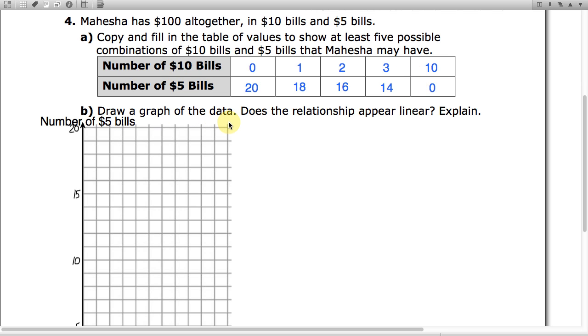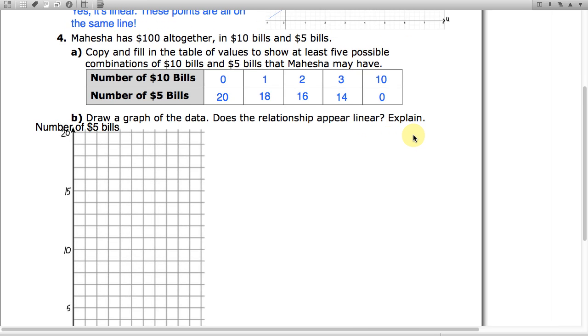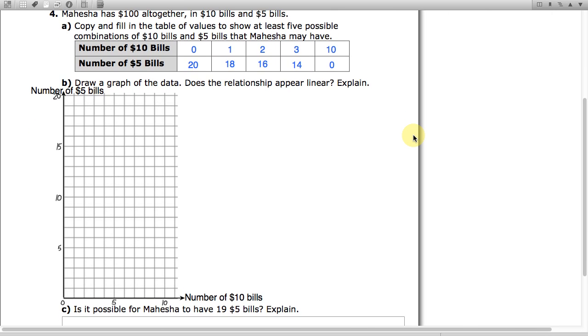But the next thing we'd like to do is draw a graph of this data and show whether this relationship is linear or not. So I'm just going to zoom out enough so that I can see my table and I can also see my graph. And so now I'm going to plot these points here. The first point is at 0, 20, so that's way up here. Next point is at 1, 18, so that's right there. Next point is at 2, 16, that's right there. Next one is at 3, 14, and you can see the pattern that's going on here, right? And now we skipped way ahead to 10, 0.